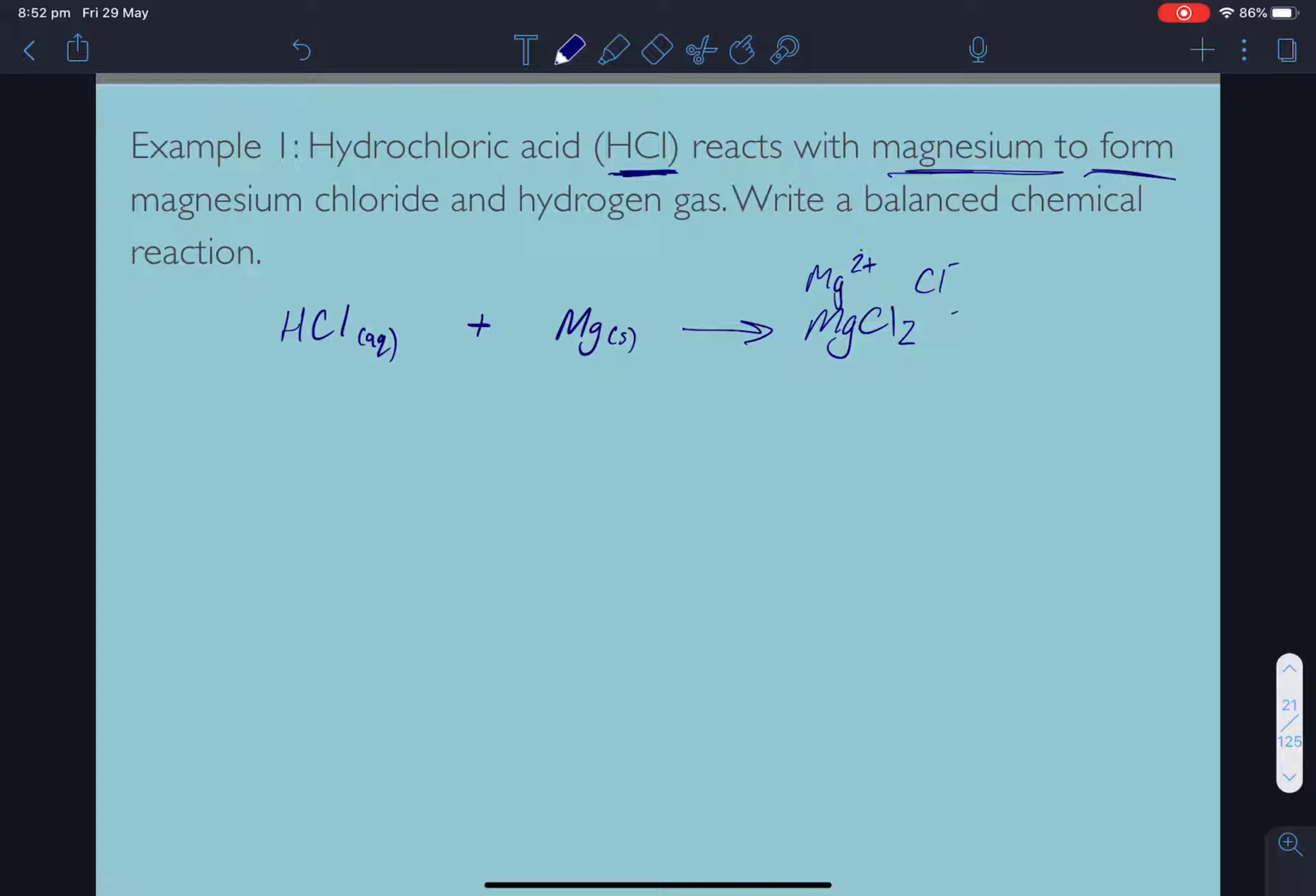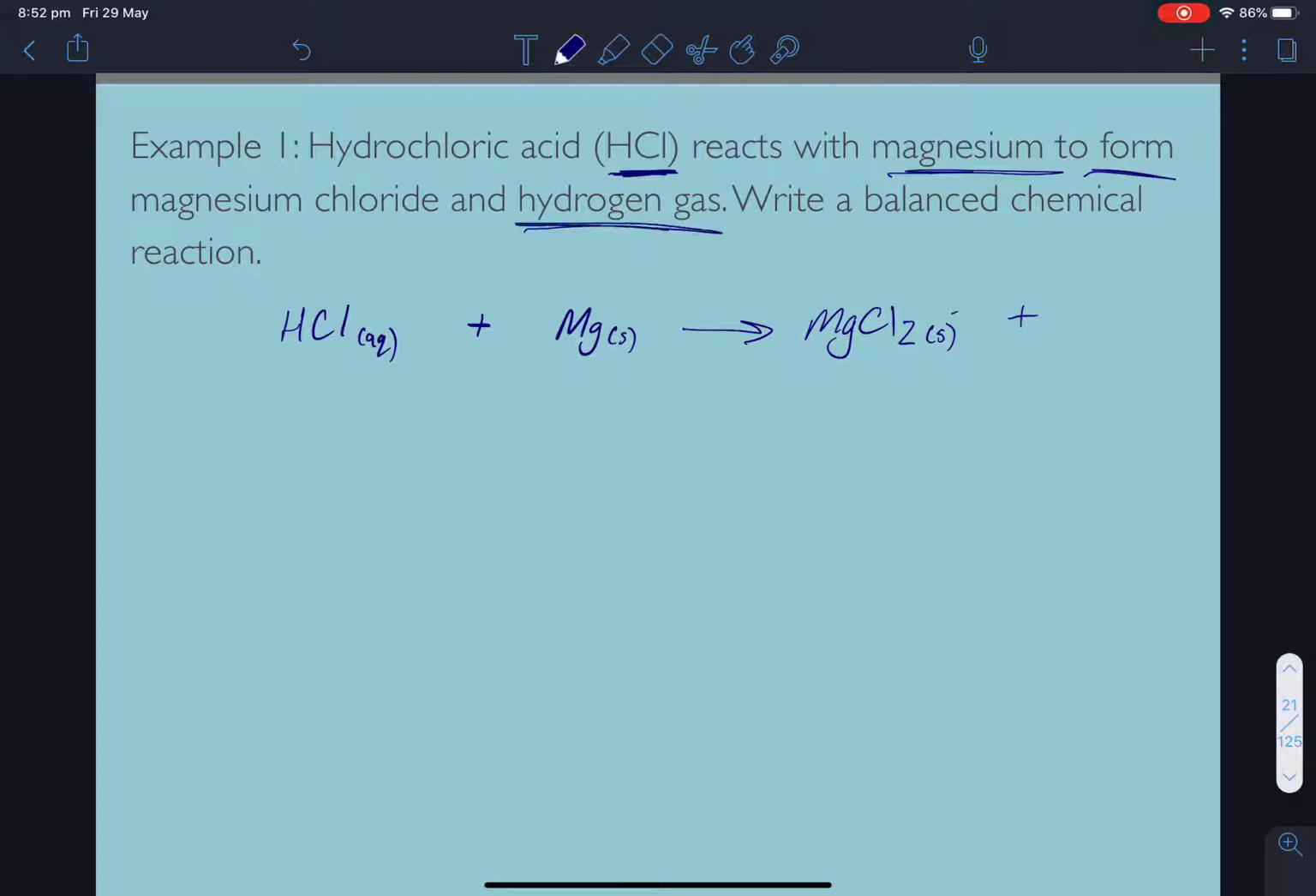So what I might do is just erase those, get rid of my working there. I need a state on it. Ionic solids. Ionics are solids at standard temperature and pressure because ionic compounds have very strong attraction, the strongest bonding of all. So solid. What's our other product?